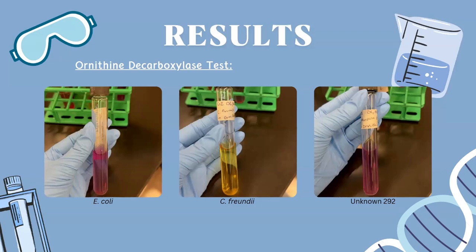Organisms that test positive or negative for ornithine decarboxylase are E. coli, and Morgani and P. mirabilis, but they're variable. And negative is C. freundii. From our results, you can see that our E. coli is purple, meaning it is a positive because of the decarboxylation of the ornithine, which would confirm the coliform identity. Our C. freundii is a yellow broth, meaning it is a negative because it does not decarboxylate ornithine and it helps rule out other enterics. For our unknown 292, we see it is a purple color, meaning it is a positive ornithine decarboxylase test.